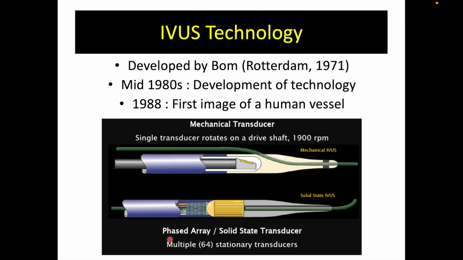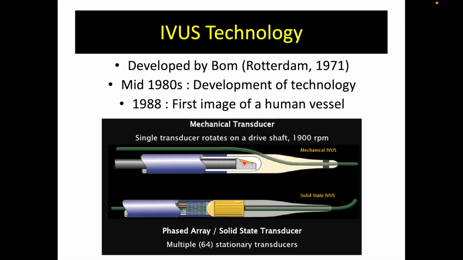So Volcano company is giving us Eagle Eye Platinum catheters, which are phased array or solid state catheters, whereas the mechanical transducer is the technology that Boston Scientific is marketing in Pakistan. So I think it will be easier for you because some of the centers have a Boston machine, the others have a Volcano console.